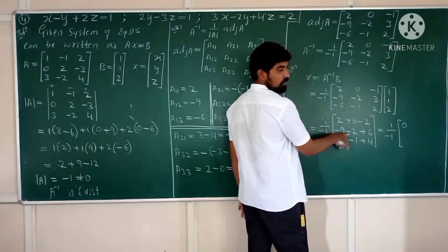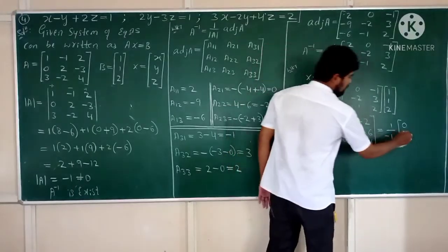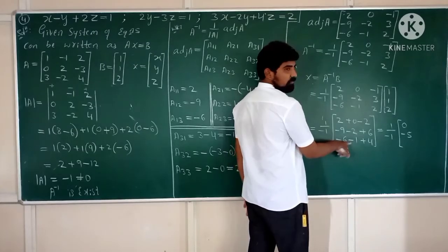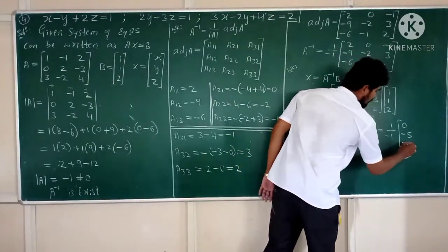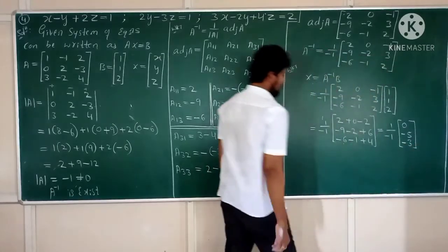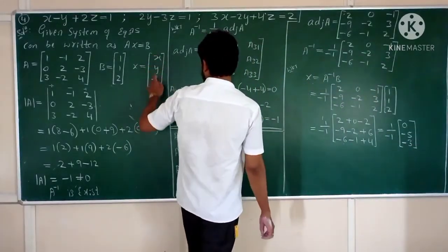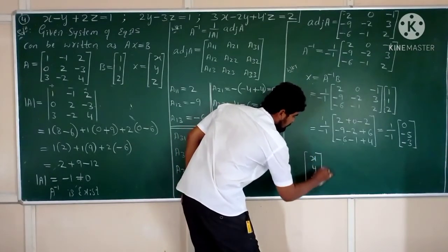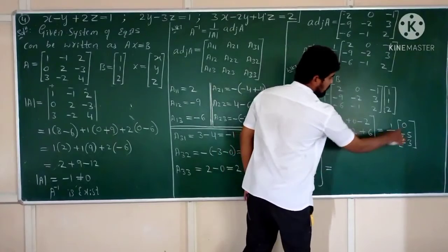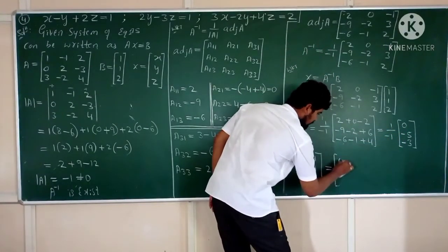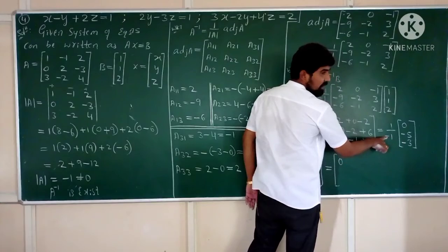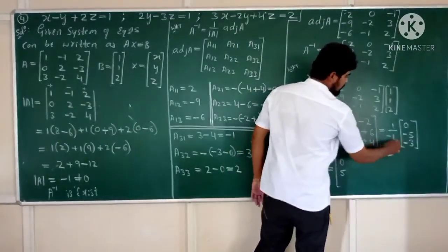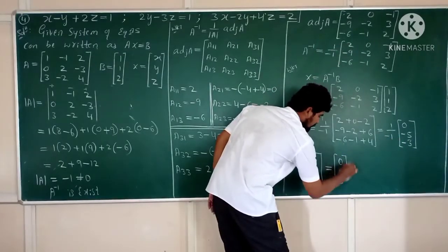-9 minus 2 is -11. -11 plus 6 is -5. -6 minus 1 is -7. -7 plus 4 is -3. Hence the unknown matrix X is X, Y, Z, which is equal to 0 divided by -1, which is 0. -5 divided by -1, minus minus gets cancelled, 5 divided by 1 is 5, and -3 divided by -1 is 3.